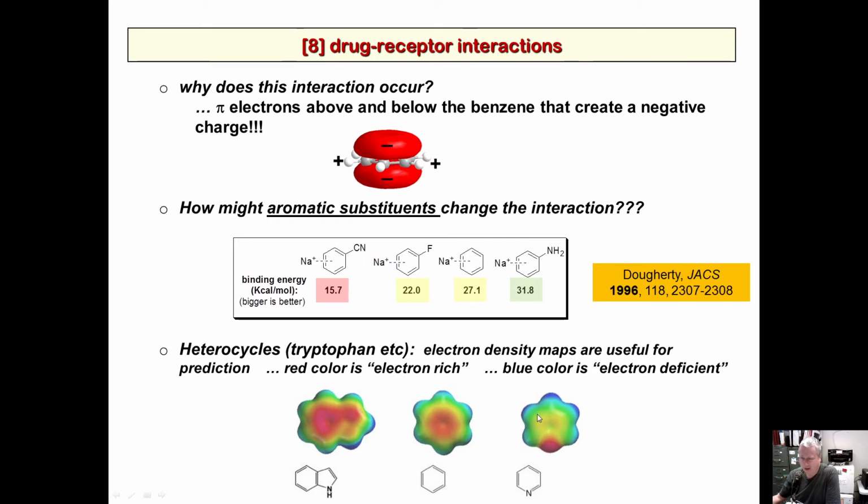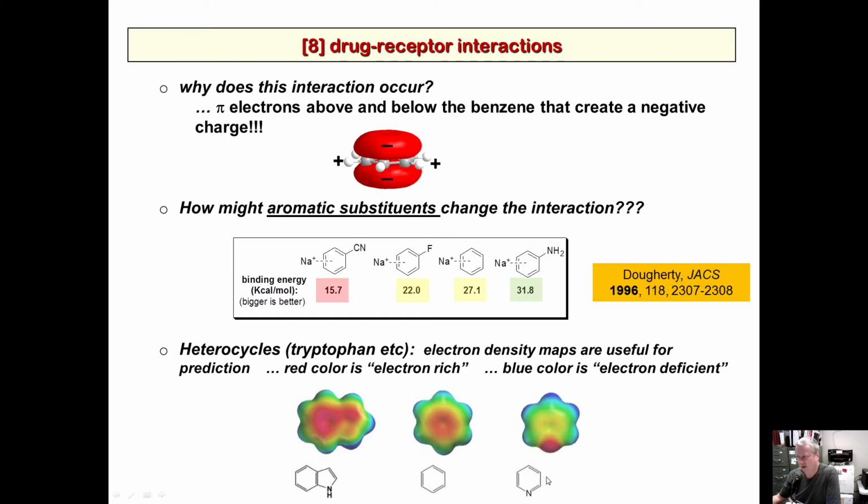And then oddly, pyridine, it's an aromatic heterocycle. It has very little of this. Now, of course, pyridine is not found in natural amino acids. So in terms of protein structure, we don't really see this present. But it's interesting to know that some heterocycles like pyridine don't really have this effect.